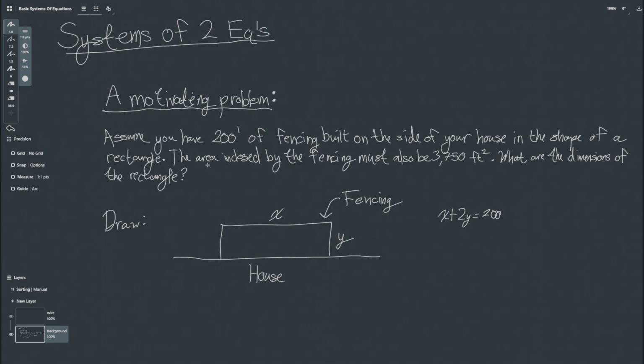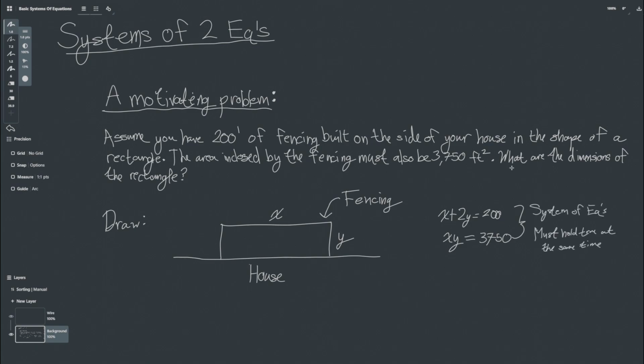Now let's make a second equation to represent the area enclosed by the fencing. Since this is a rectangle, we can simply multiply the side lengths here and here to get the area. So we just get x times y equals, and since it's 3,750 square feet, we write that that is what x times y is equal to. Now this right here is a system of equations. A system of equations is just any number of equations that must be true at the same time.